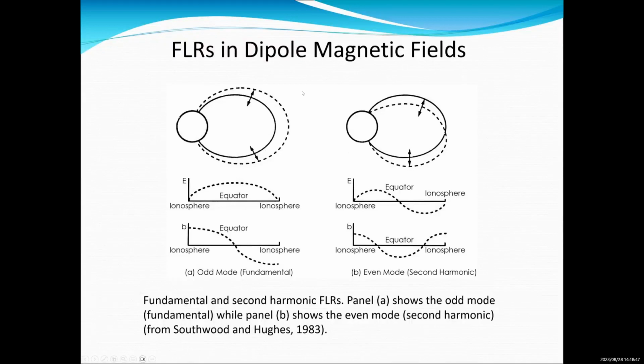So what about dipole fields? That's a box model. In a dipole field, this is actually showing the poloidal mode. In the toroidal mode, the field lines are twisted in the azimuthal direction, but in the poloidal mode, the field lines are wobbling back and forth in the meridian plane. If you go between the ionospheres, the electric field looks like this, and the wave magnetic field looks like this. You would see this type of motion for the next harmonic.